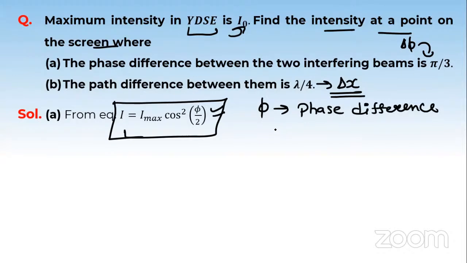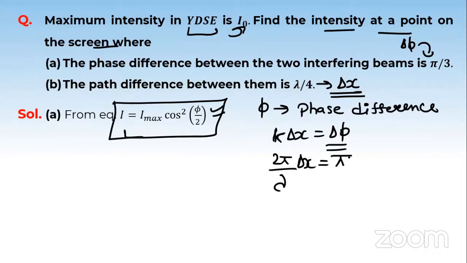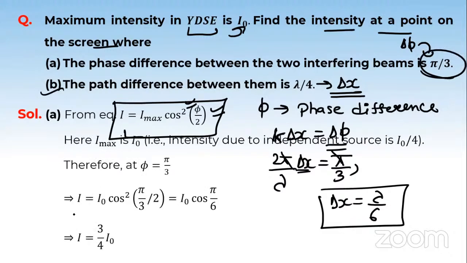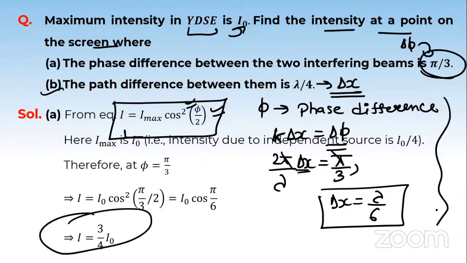And we know that k delta x equals 2 pi by lambda times delta x equals delta phi. Delta phi equals pi by 3, students. Here this gives delta x equals lambda by 6. Now we actually need the phase angle phi, which is pi by 3. The first answer we can get easily: put in the value and we get the intensity as 3 by 4 I naught. But for the next one, we'll use this approach.